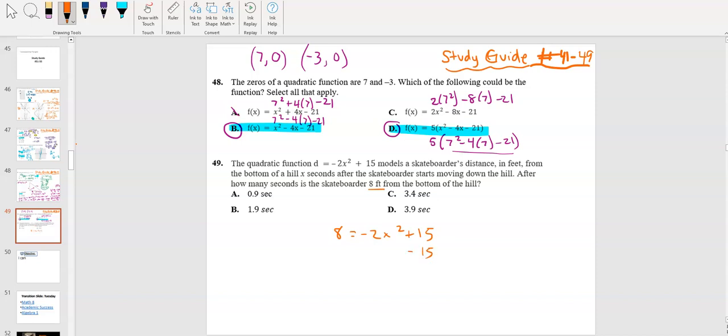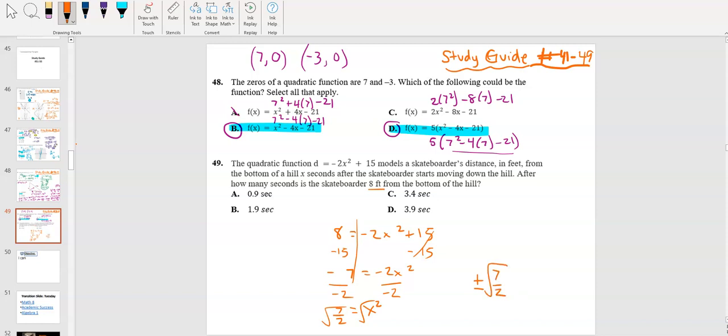So what I'm probably going to do is, again, solve this by doing square roots. So I'm going to subtract and get -7 equals -2x squared. Those cancel out. Divide by -2 and get x squared equals 7/2. And so this is where I'm going to do the square root of that. And I'm going to get positive and negative square root of 7/2.